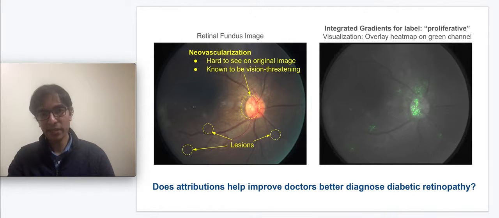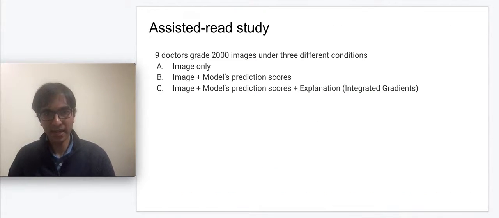So now we'd like to see if these attributions can really help doctors better diagnose diabetic retinopathy. So for this, we ran a clinical study with 9 doctors grading 2,000 images. So the study had 3 arms. So in the first arm, the doctor was just shown the image, and they were asked to provide a DR prediction. In the second arm, they were shown the image and the model's prediction.